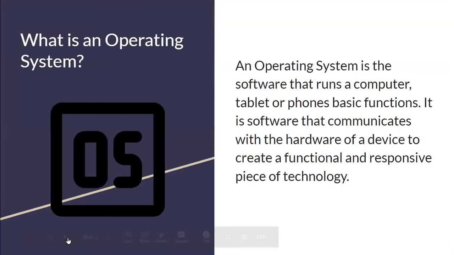Now, what is an operating system? An operating system is the software that runs on a computer, tablet, or phone-based function. It is software that communicates with the hard drive of a device to create a functional and responsive piece of technology.